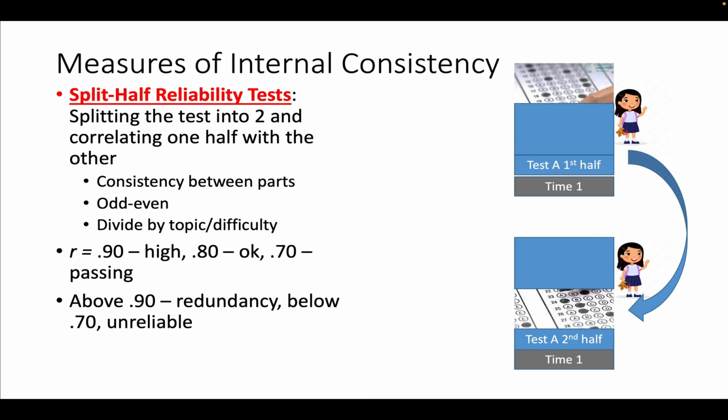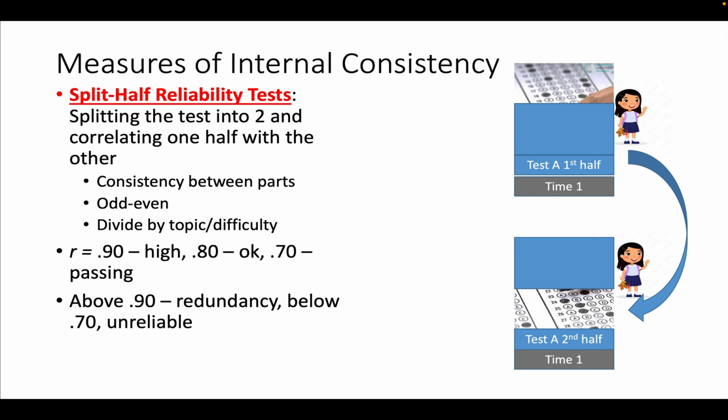In order to measure internal consistency, we would do a split half reliability test. We split the test into two and correlate one half with the other to look for consistency between parts. We may do odd or even numbers or divide by topic and difficulty. And again, passing is 0.7 or higher. Above 0.9 is redundancy, and below 0.7 is unreliable. So if we get a correlation above 0.9, basically our items or that half of the test are measuring too similarly, so it's telling us it's redundant.